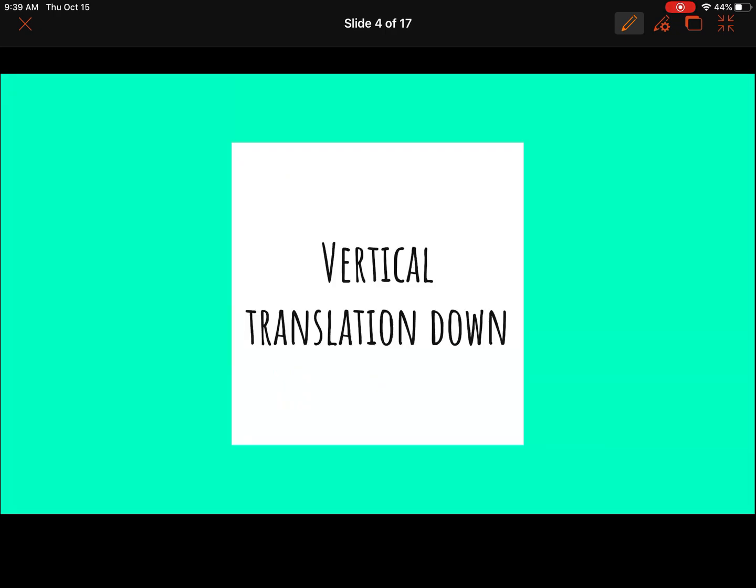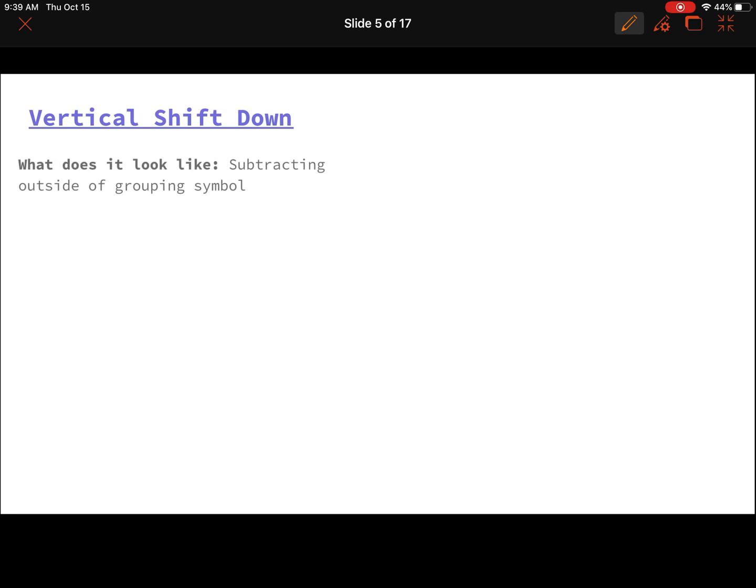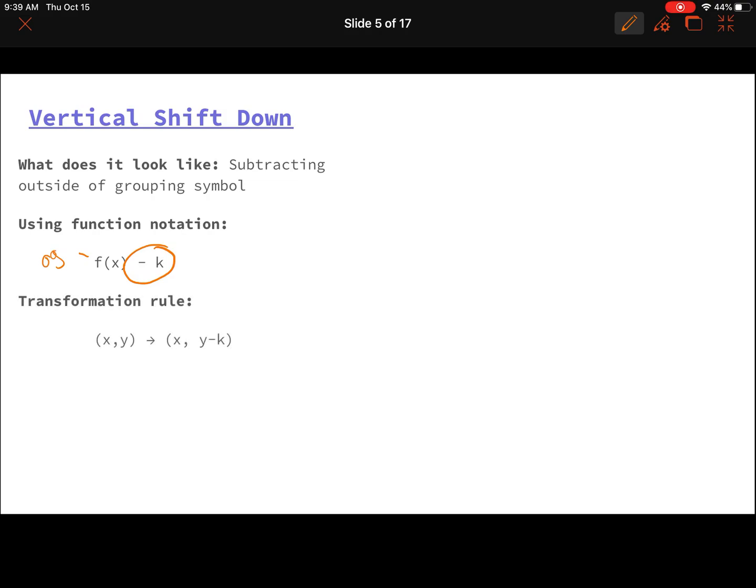So now we're going to do the same thing, but we're just going to shift our original function down, okay? So here is subtracting outside the grouping symbol. We are still looking on the outside, because this is the OG. Okay, so I am looking for the outside. Now my transformation rule, still affecting my y, but now I am just subtracting.